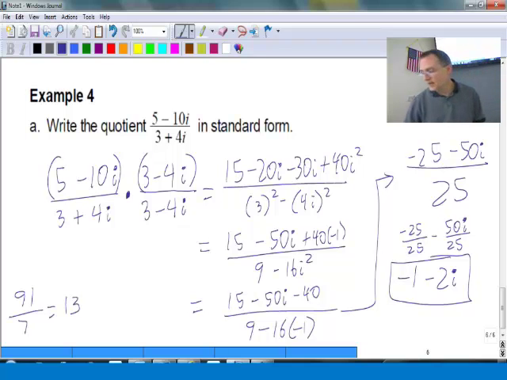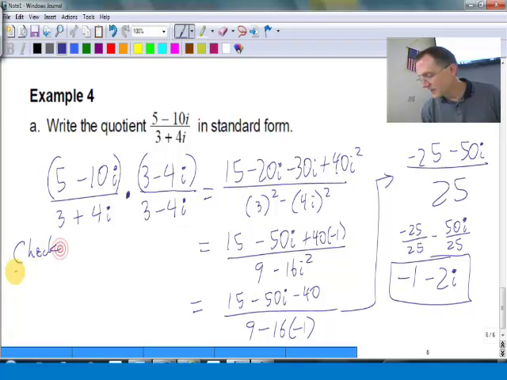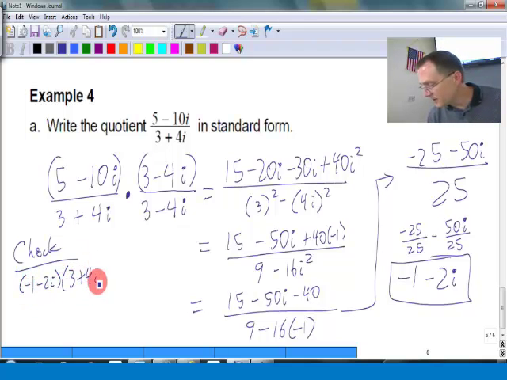Well, suppose I say 5 minus 10i divided by 3 plus 4i is negative 1 minus 2i. How could we check the answer? Would it make sense to multiply negative 1 minus 2i by 3 plus 4i? Would you expect to get 5 minus 10i if we did that? Well, it's not that I think we made a mistake, but just want to confirm it. Negative 1 minus 2i times 3 plus 4i.